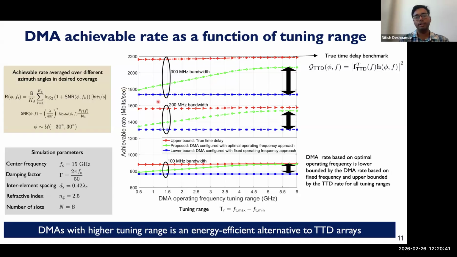We see that for lower tuning range, there is a huge difference between the proposed approach and the upper bound. Whereas if the tuning range increases, then the achievable rate of the DMA also increases and it approaches the true time delay benchmark. It also significantly outperforms the fixed frequency benchmark that was done in the prior work. So with higher tuning range, we are able to achieve similar performance to the true time delay architecture. But since DMAs are energy efficient, that's why they can be an alternative solution to replace the power hungry TTD arrays in the base stations.